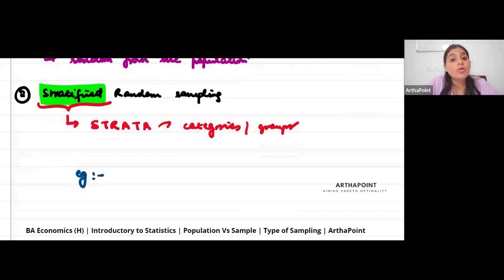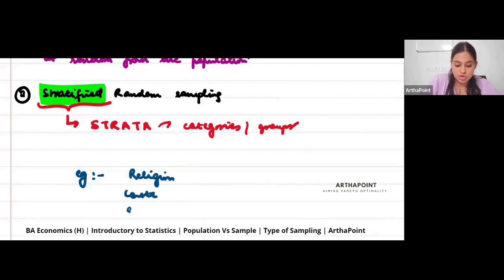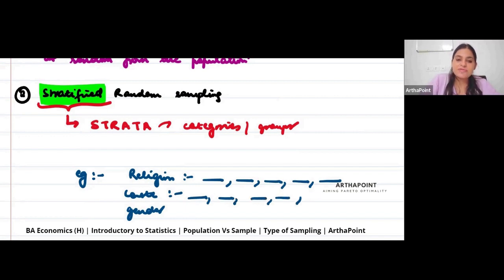let's say that we want to make sure that the voice of each person in the economy is heard. Then what we can do is form strata in the economy. We can form these strata based on religion, based on caste, based on gender, whatever. Based on religion, different religions can be different strata. Based on caste, different castes can be different strata. And now, from each stratum, we will pick randomly.